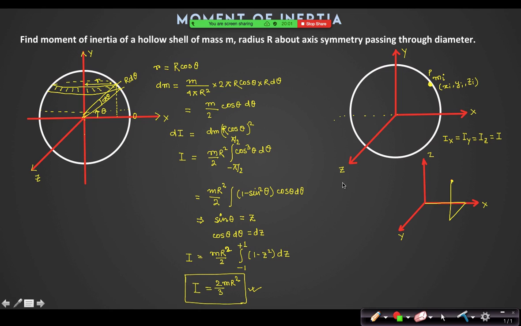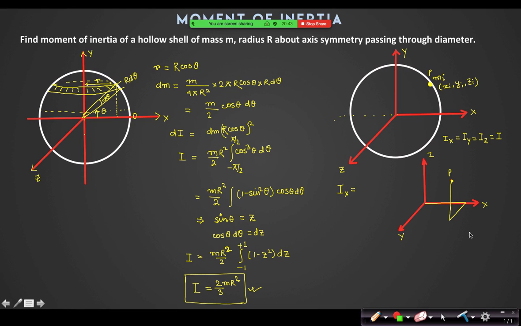Now, can anyone tell me the moment of inertia of this single point about, say, the x-axis? A point mass is there. Forget about other masses. If I rotate this point mass about the x-axis, what will be the moment of inertia? This point mass P lies here. Sir, m into y square plus z square.